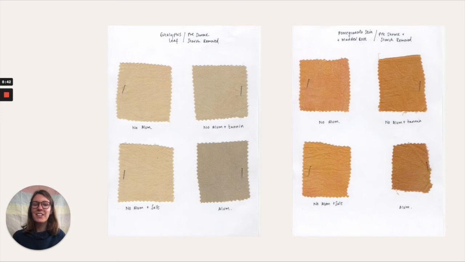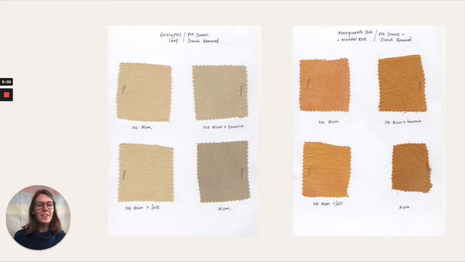Again, here we're looking at eucalyptus leaf on the left, which the alum has made the colour go much greyer. So kind of it's really dulled the colour. And then the other colours are kind of much more beigey, much lighter.